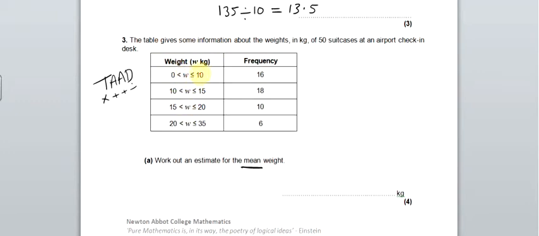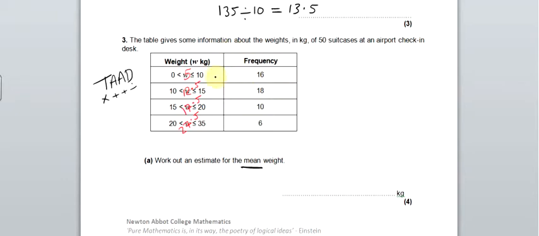So between 0 and 10 is 5. 10 and 15, well, that's 12.5. 15 to 20 is 17.5. And 20 to 35 is going to be, what do you reckon? 20 to 35, it's a gap of 15, it looks like 27 and a half. And now we are ready to do our TAD.